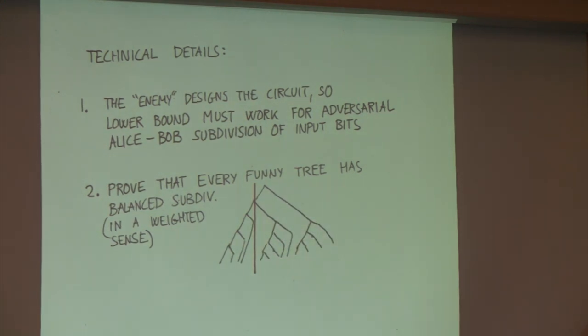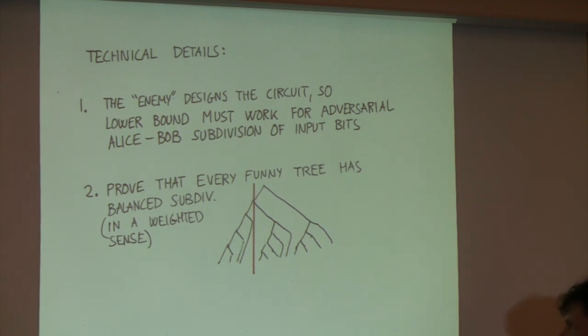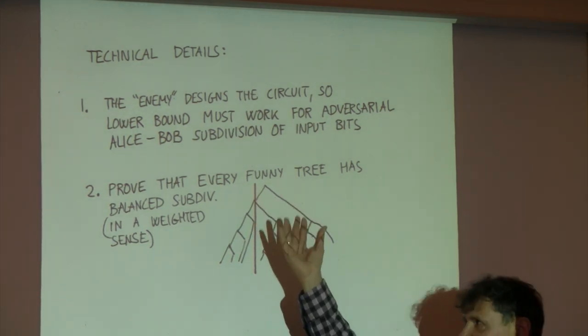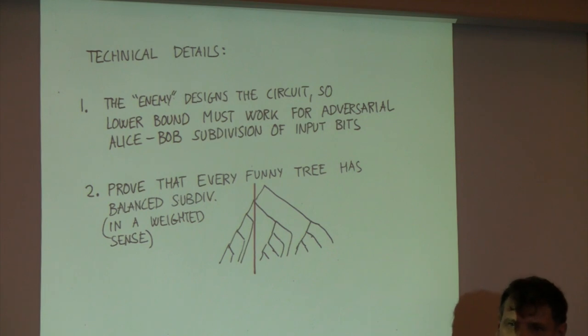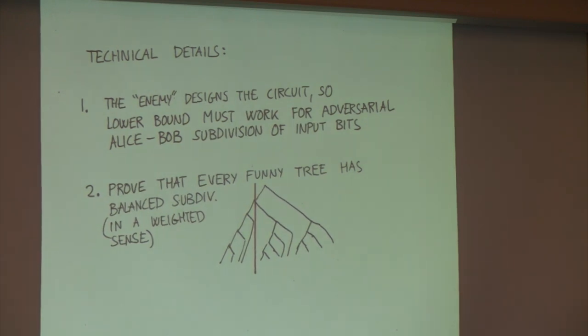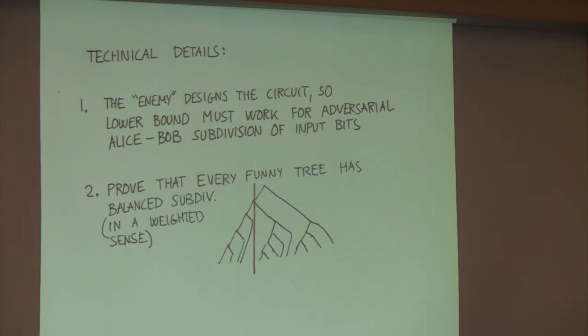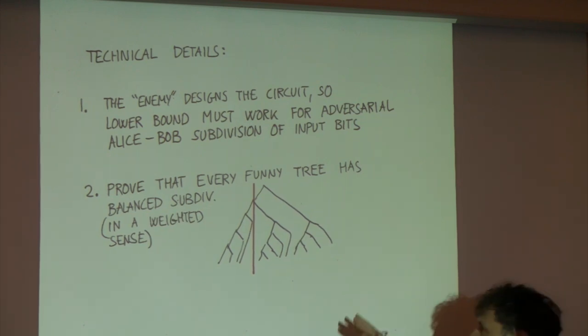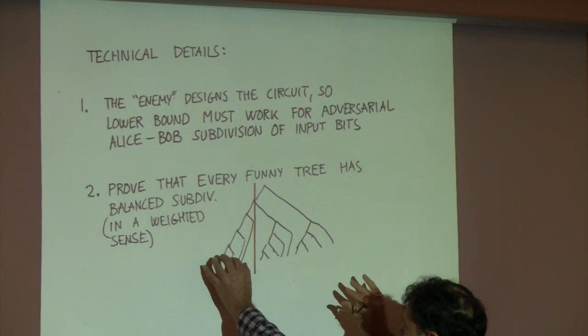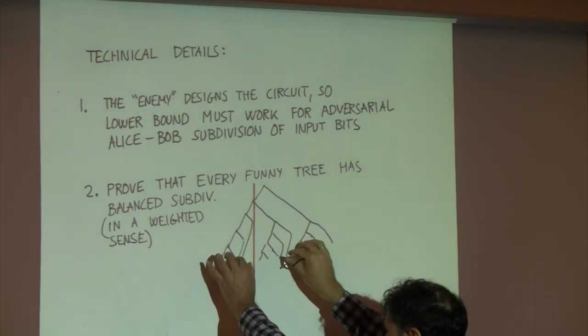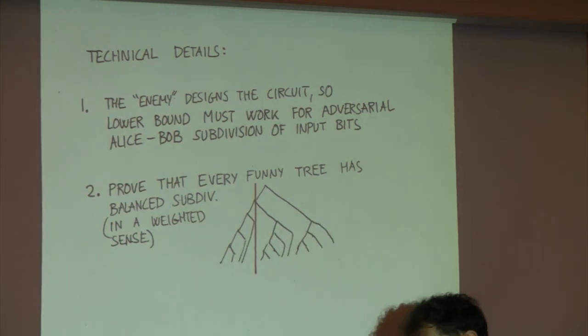And your task is to prove that, whatever circuit the enemy designs, it cannot solve your problem. So if your communication problem is between this set of inputs and this set of inputs, then of course the enemy will not put this set of inputs on this side of the tree and this set of inputs on this side, but rather it would mix the two.